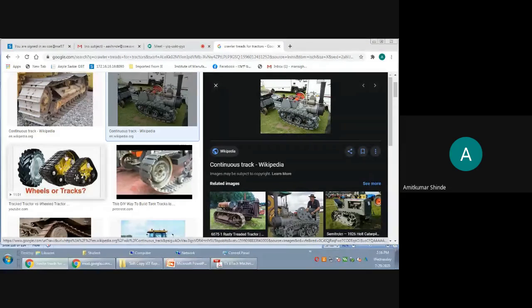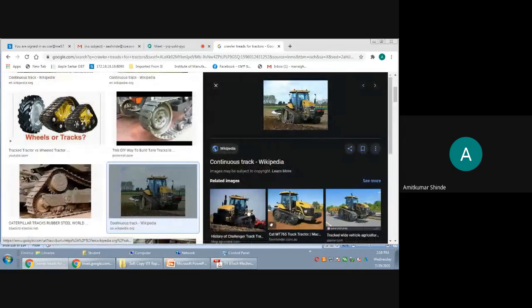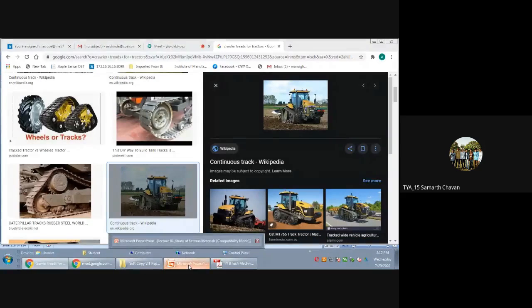Okay, this chain, the top chain, this is the crawler tread. Here also you can see it in this image. I will highlight this. This is the crawler tread in this big image, in this JCB machine. Are you getting this? This top cover, chain-like structure is there. Yes, sir. Yes.